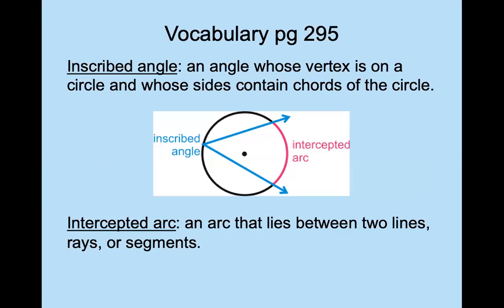All right, so an inscribed angle is an angle whose vertex is on a circle and whose sides contain chords of the circle. So this time, notice the vertex is not in the center, but is on the circle itself. And then here's a side, and if you look, here's a chord in the circle. If I go just from this point to this point, the other side of the angle goes from this point to this point, another chord. And then the intercepted arc is the arc that lies between those two sides of the angle, or between two lines, rays, or segments.